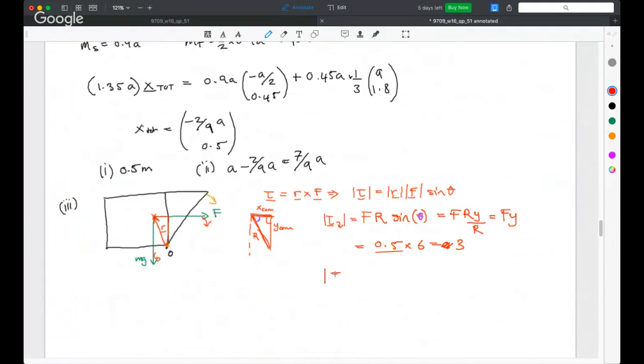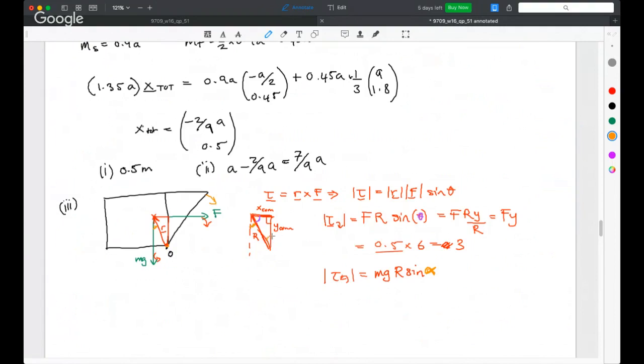Exactly the same procedure for the other one. We get this is equal to mg r sine, and let me call it alpha because it's the other angle. Well, alpha is this angle, right?